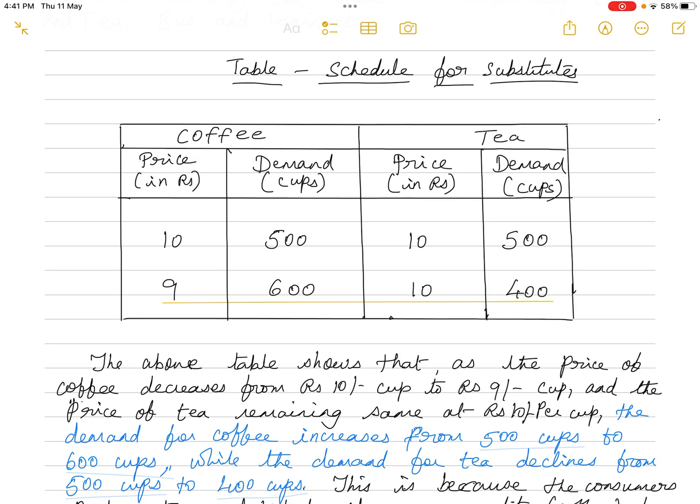Okay, now what you are observing here, the price of coffee has decreased from 10 rupees to 9 rupees, assuming the price of tea is remaining constant. The price of tea is constant. So when the price of coffee is decreasing from 10 rupees, coffee is the substitute for tea. When the price of coffee has decreased from 10 rupees to 9 rupees, the price of coffee decreases.